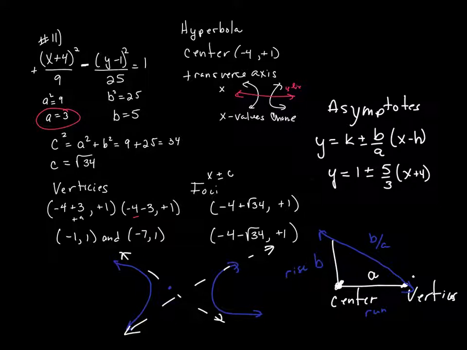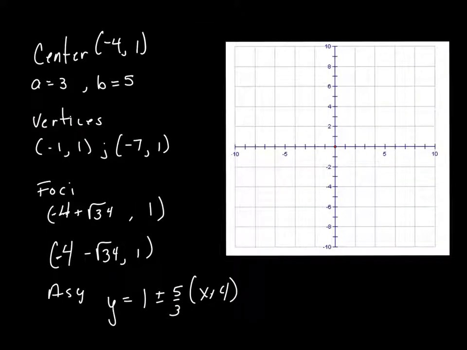I'm just going to go ahead and copy all of our information over. So let's go ahead and start to graph this. My center is at -4, 1, right here. The vertices of this graph are going to be -1, 1, and -7, 1. All right, so I have my center point here, and then my two vertices. Those two vertices will actually be part of the graph.